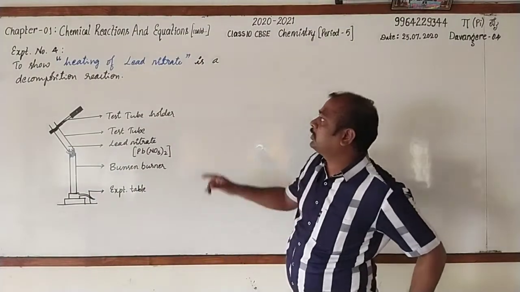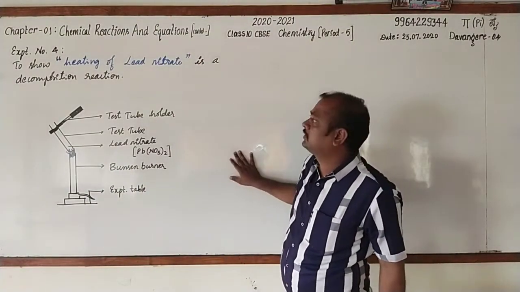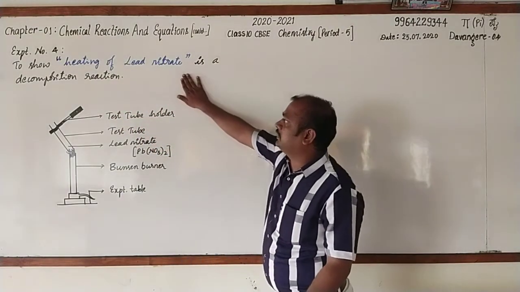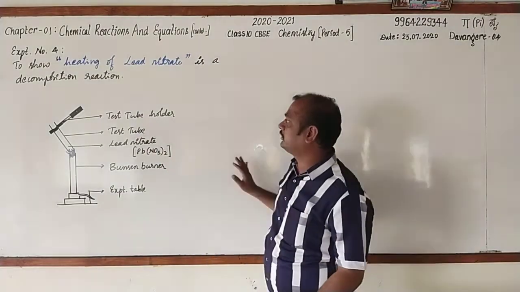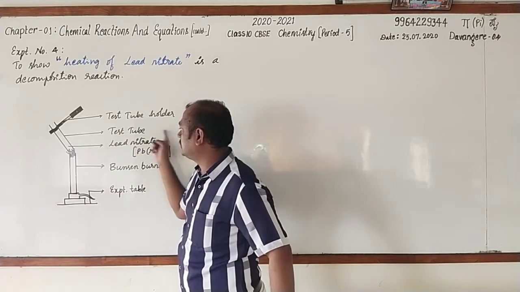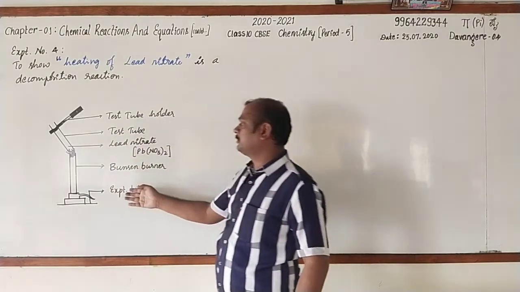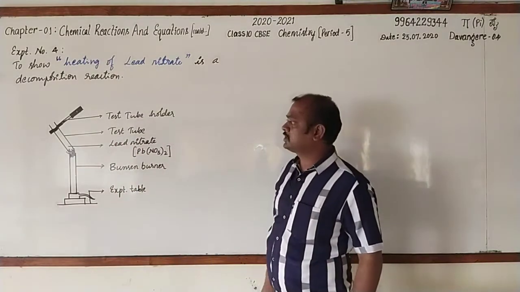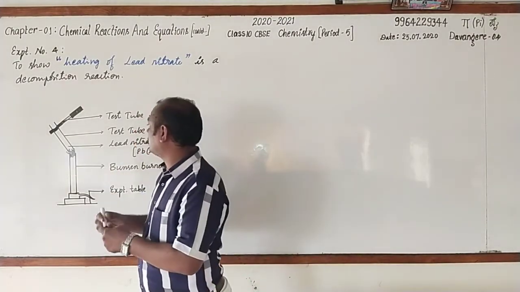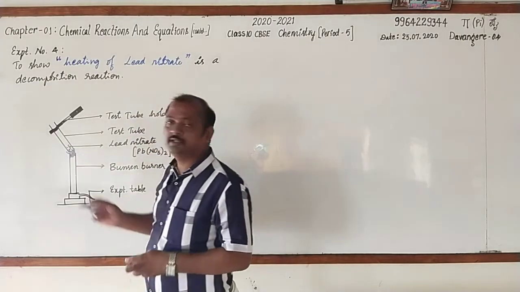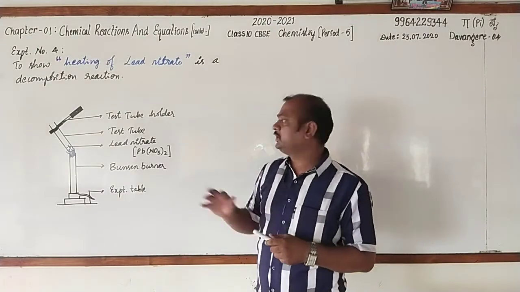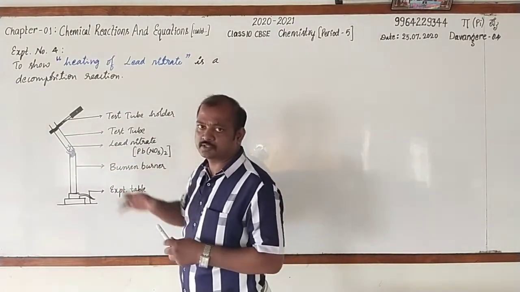Dear students, now we are moving to one more important experiment. Observe. To show heating of lead nitrate is a decomposition reaction. See, these are the materials required: test tube holder, test tube, lead nitrate, Bunsen burner, and experiment table. First you have to take some crystals of lead nitrate in the test tube. What is the color of the lead nitrate? It is white. White crystals of lead nitrate are taken in the test tube.